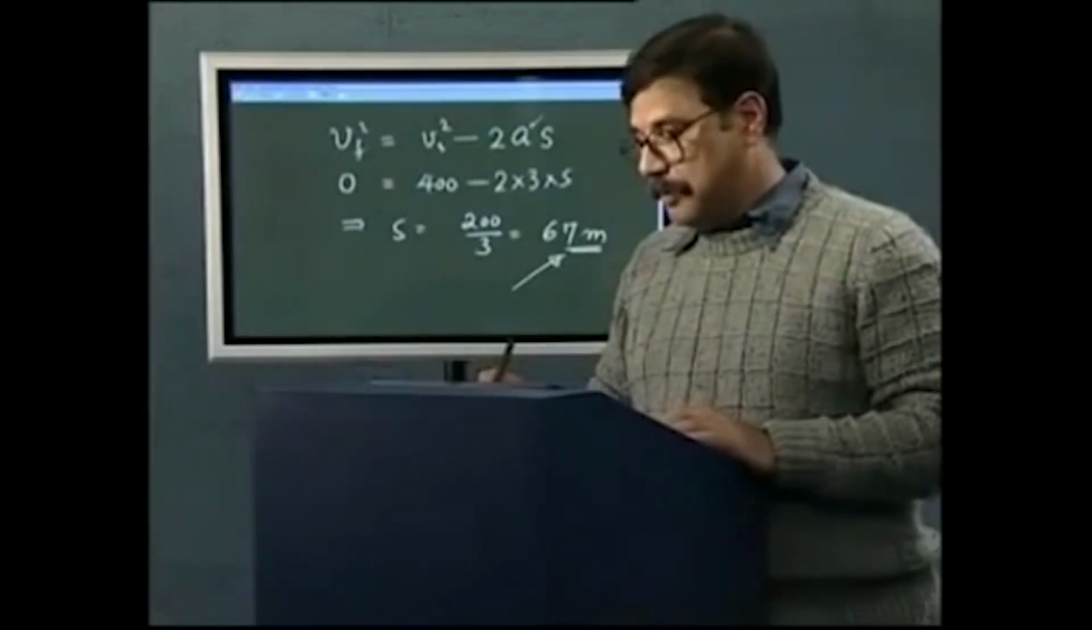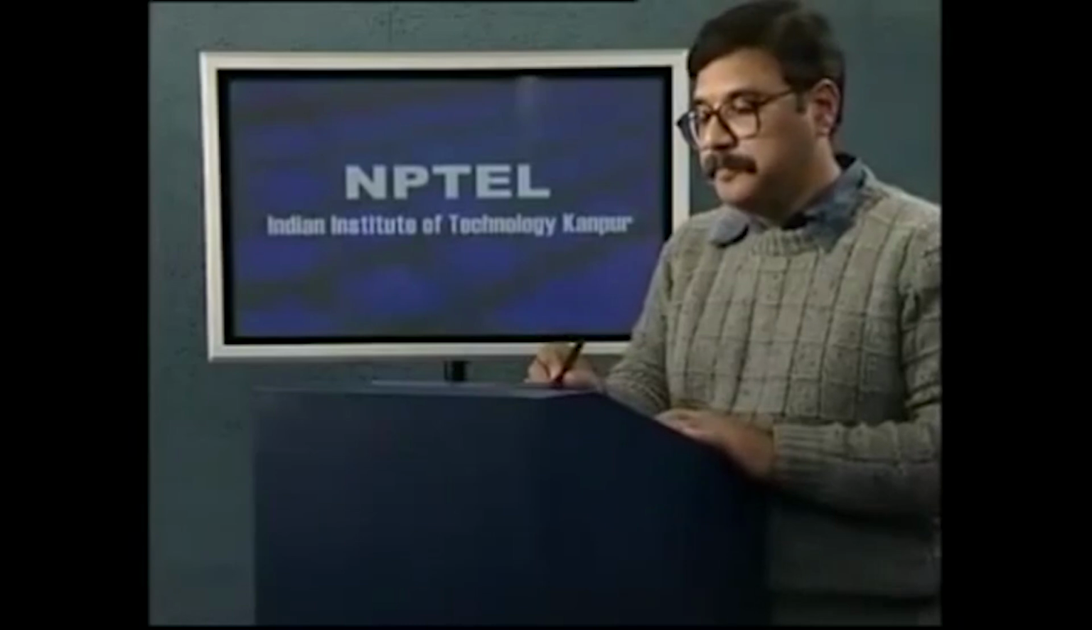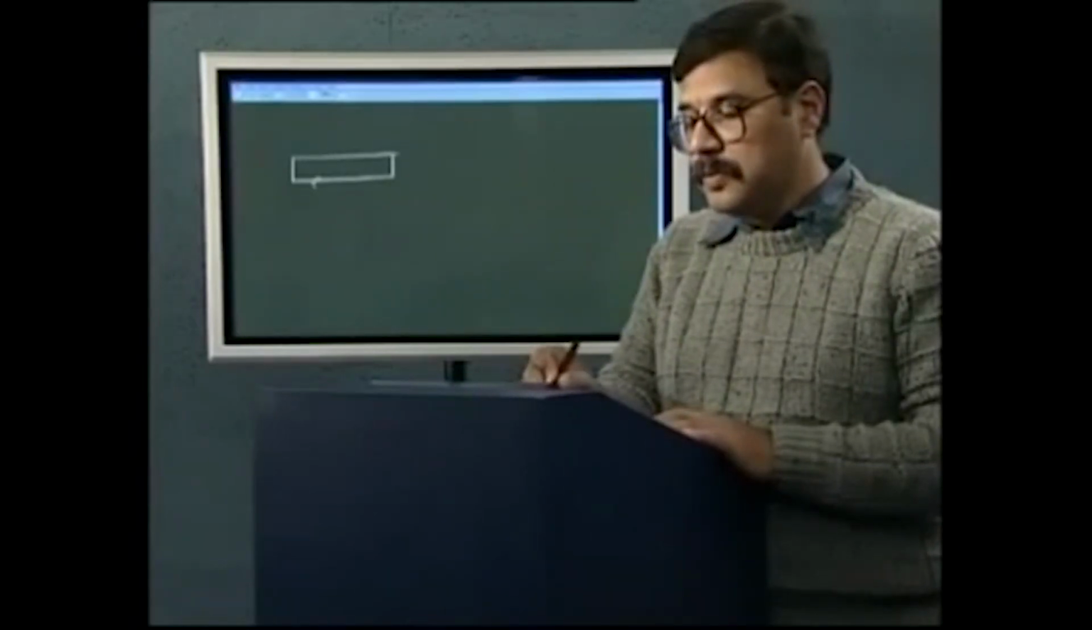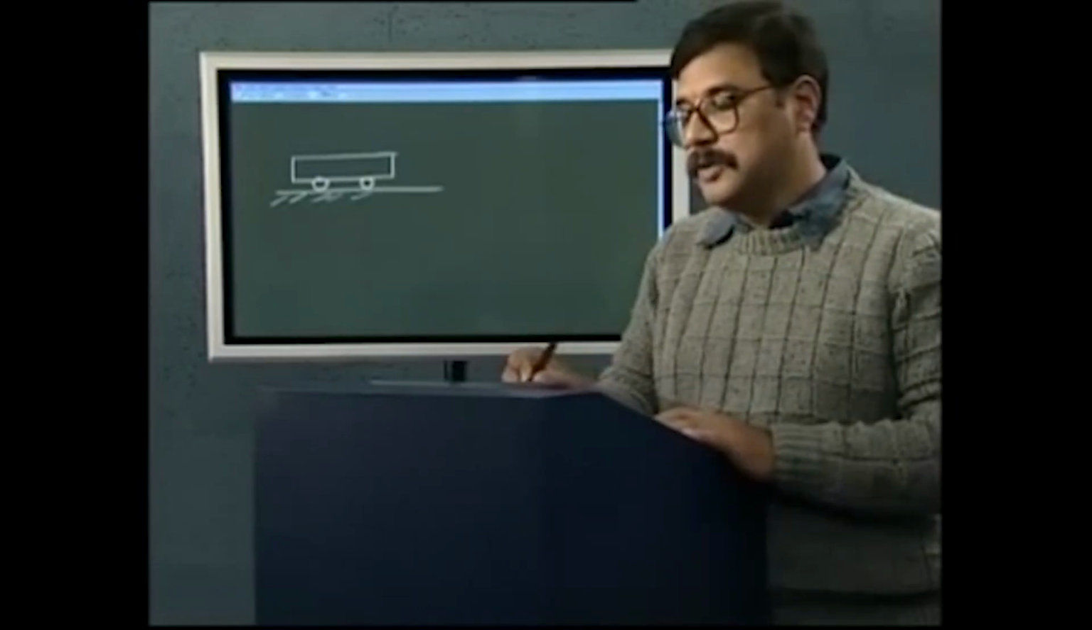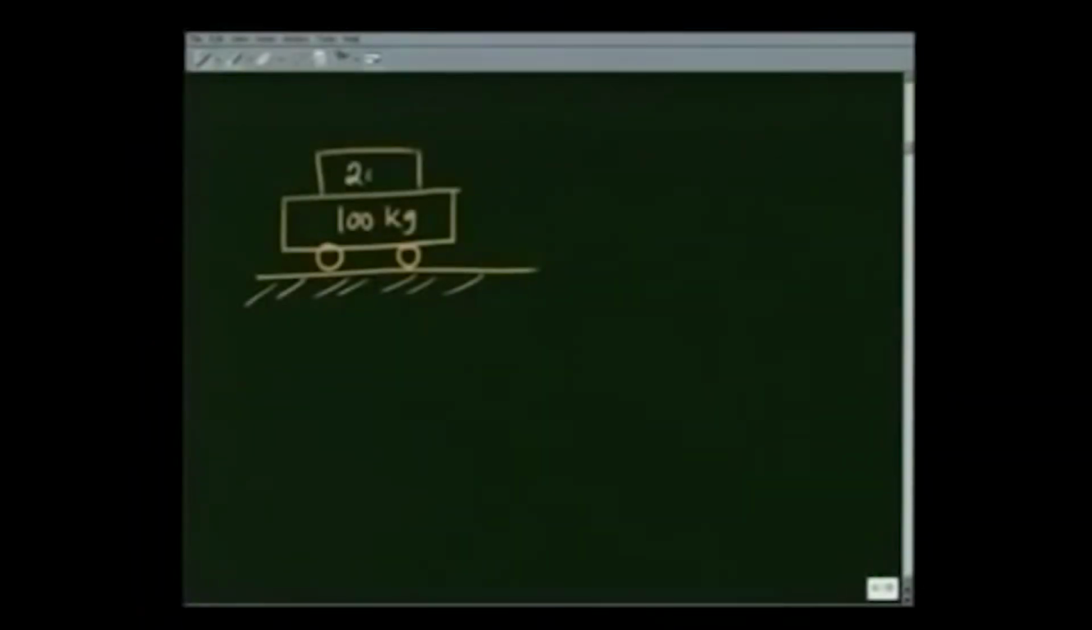As a second example, I take a crate or a trolley which can move on its wheel without friction. This is taken to be 100 kilograms. On top of it, I put a box of 20 kilograms and pull it. There is a pulley here, pull it by a force P, the other side of this string is attached to the wall.